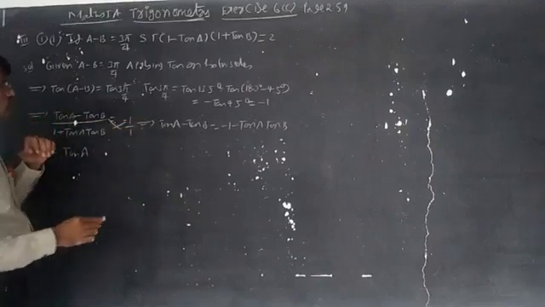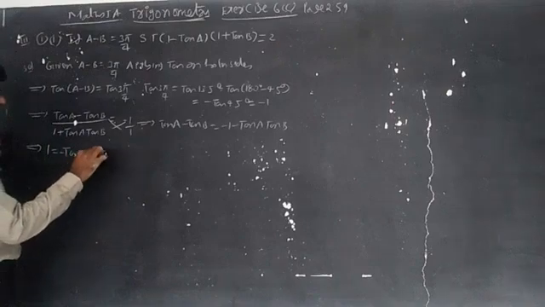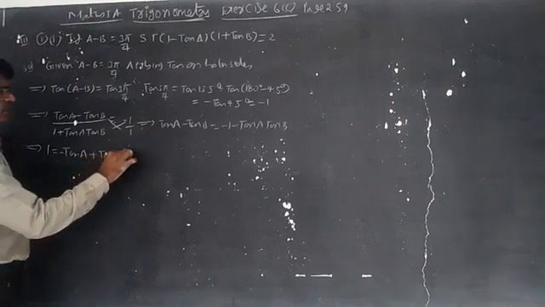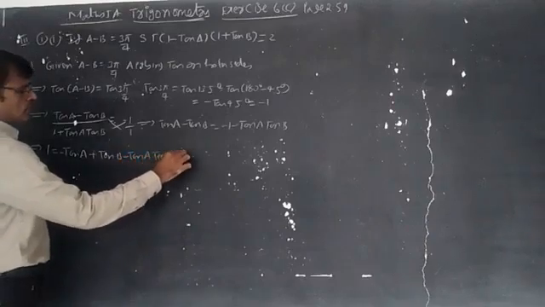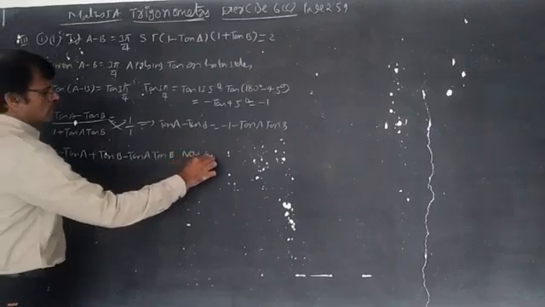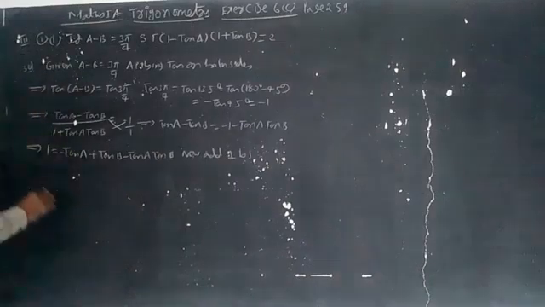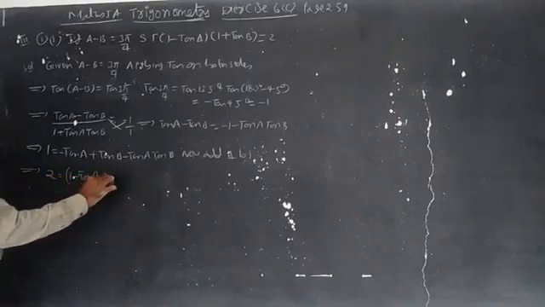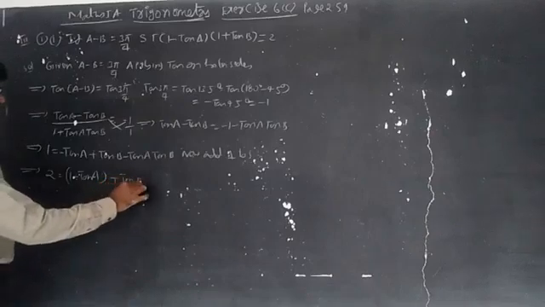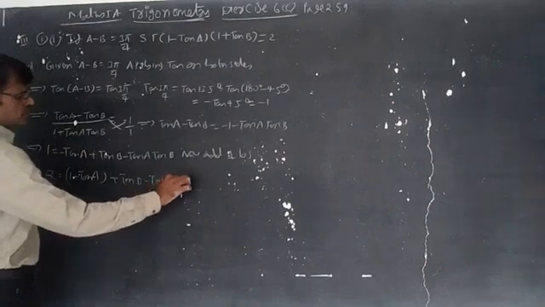This is minus tan a. So minus tan a plus tan b minus tan a tan b. Now add 1 both sides. Adding 1 both sides, that implies 1 plus 1 becomes 2. 2 is equal to 1 minus tan a, put a group here, plus tan b minus tan a tan b. Simply we added 1 both sides.